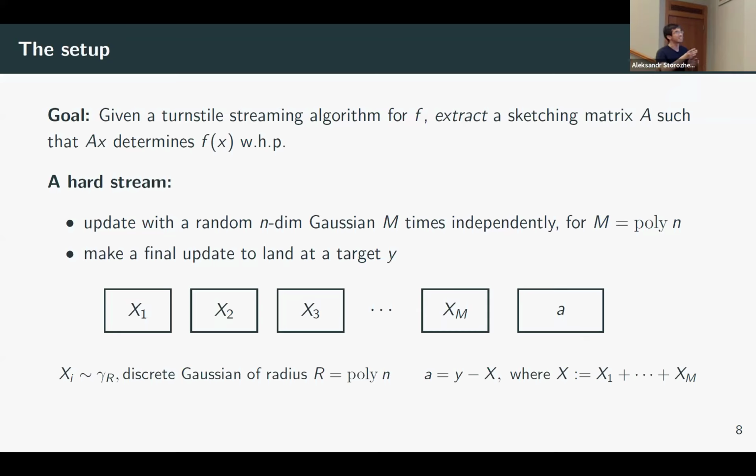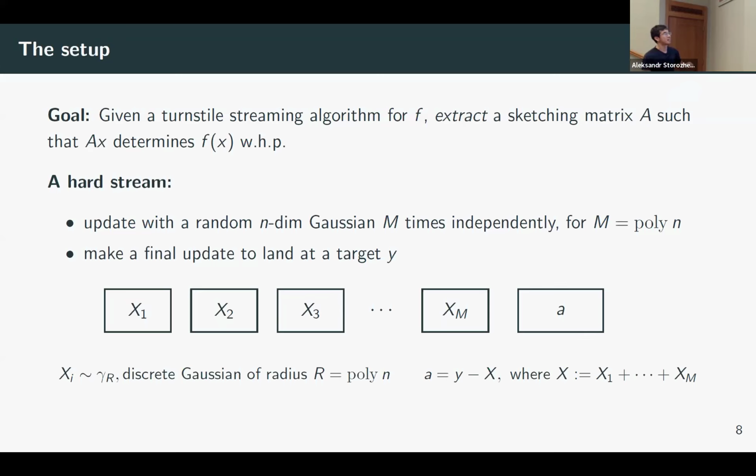And hopefully, if the streaming algorithm is not linear, then it will be confused at this time after these random updates. Then we will do another final update to land at a specific vector y, so that we can make sure the streaming algorithm is actually computing the right function. So the final update A is simply the target value y minus the sum of the previous random vectors. Okay, so we will analyze such streams.